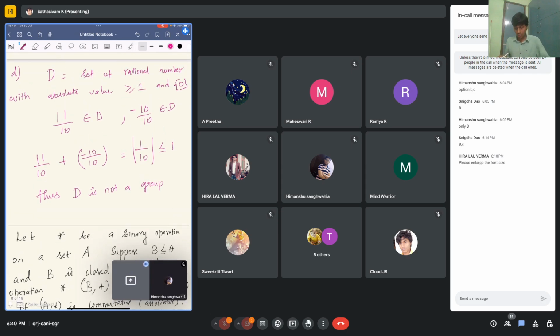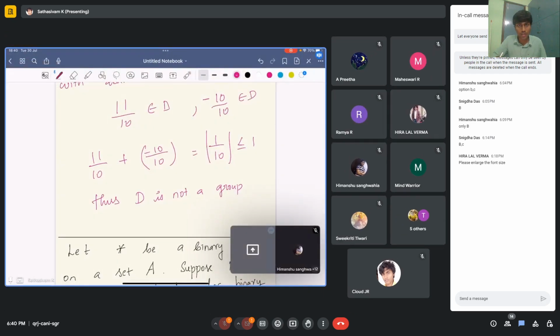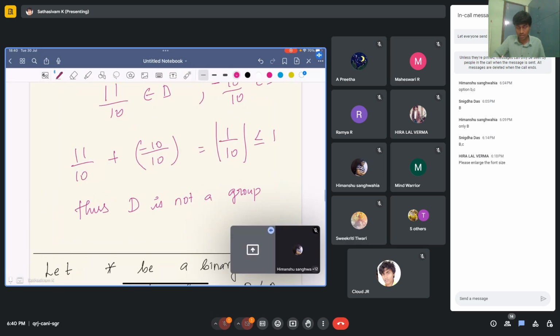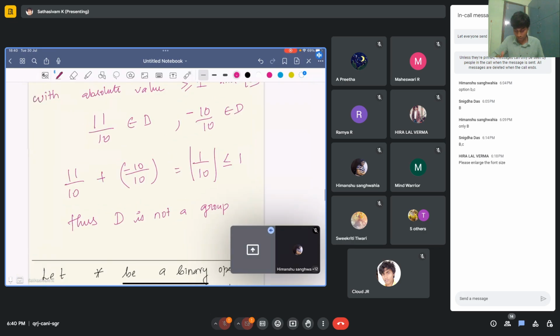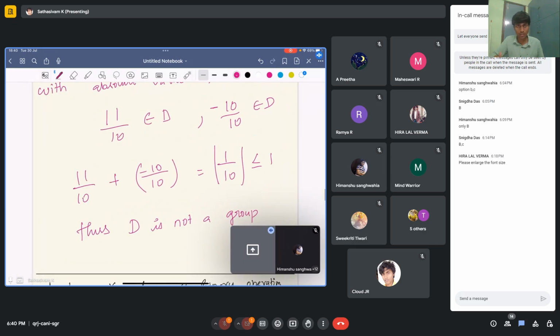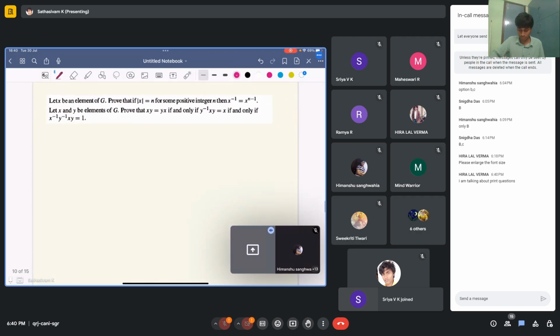Okay, maybe I can try this one. Let's see. I hope this might change a little bit, but we are only able to see so much, only able to write so much. That's why I don't want to keep it like this. But I hope the font will be a little bit bigger, I think. No? Okay, let's move on to the next problem.